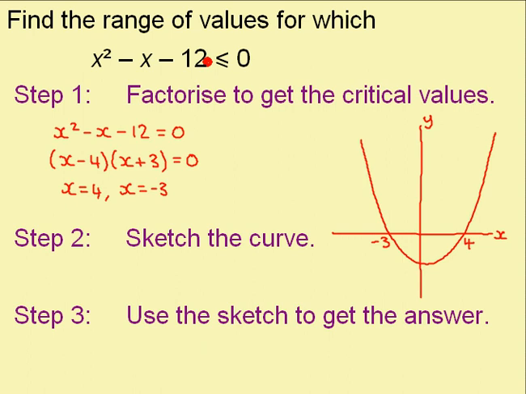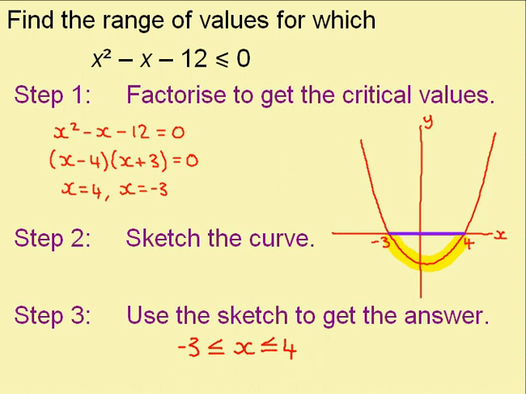Remember, we're looking for where this is less than or equal to 0, so that's where the graph dips below the x-axis. So this is the part of the graph that I'm interested in, and it takes place between the x values of minus 3 and 4. So x is anywhere between the critical values of minus 3 and 4. x is greater than or equal to minus 3, and it's less than or equal to 4. This is my final answer.